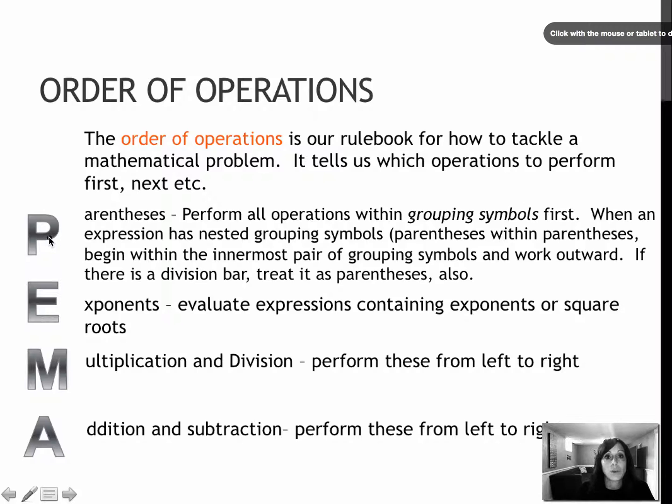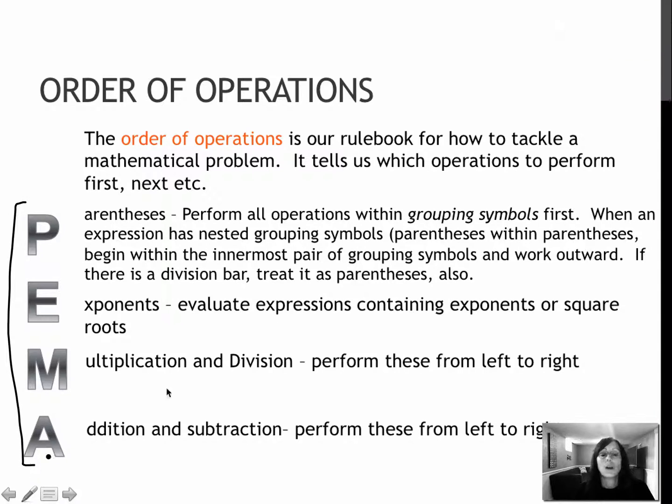One way to remember the order is PEMA. You might have also heard PEMDAS from other instructors. I don't like to include the D or the S, and I'll explain as I get to those. P does stand for parentheses, and so what we're going to do is perform any operations within grouping symbols. So parentheses might be regular parentheses like this.